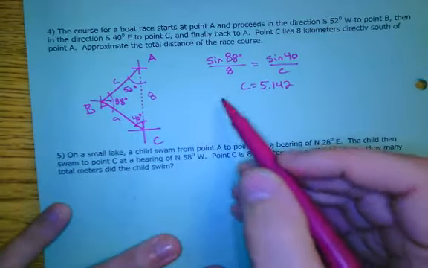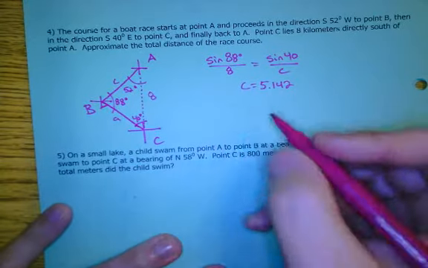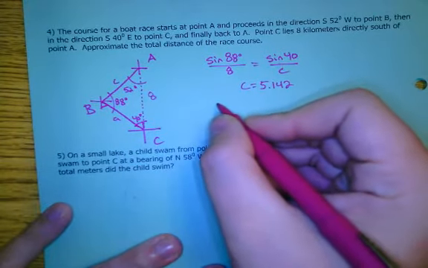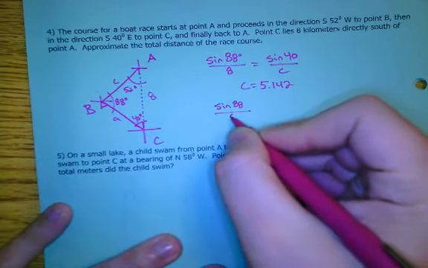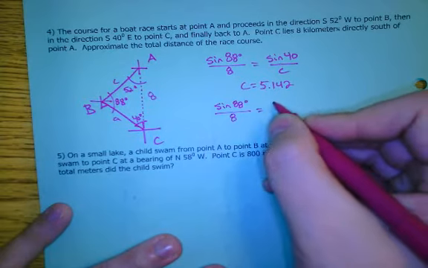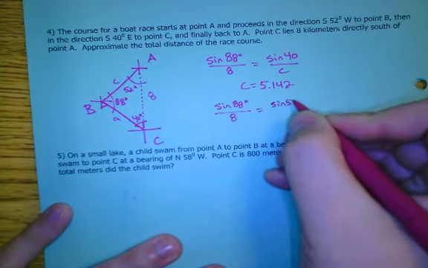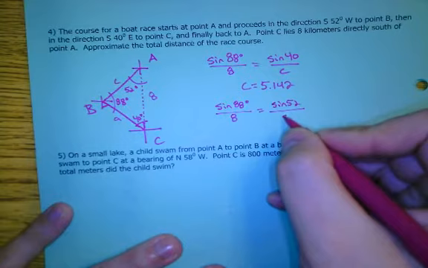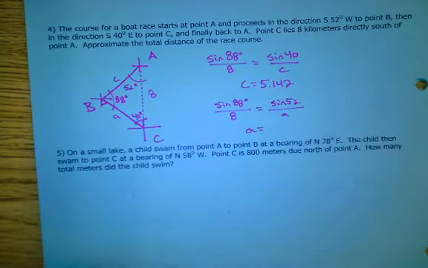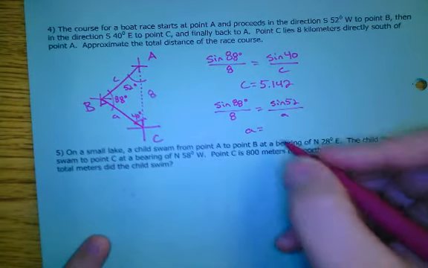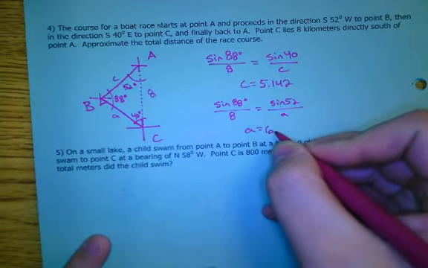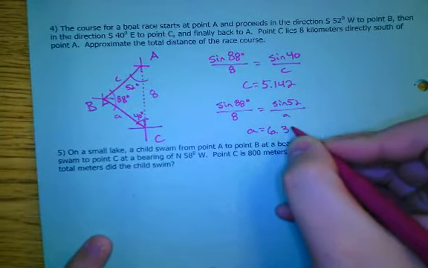And what's the setup for the other one, for A? Yeah, sine 88 over 8 equals sine 52 over A. And this is going to give me 6.307.